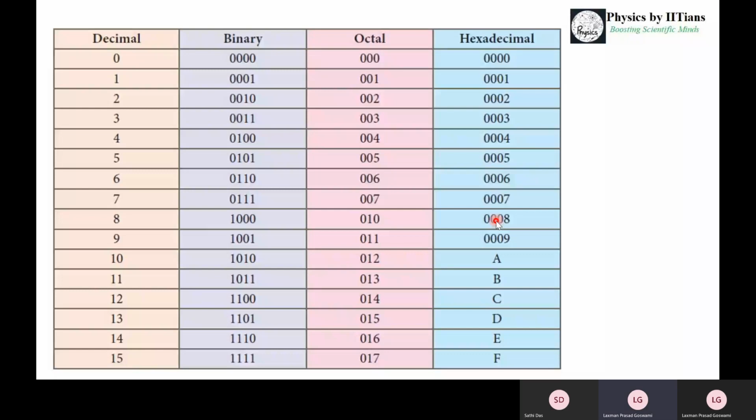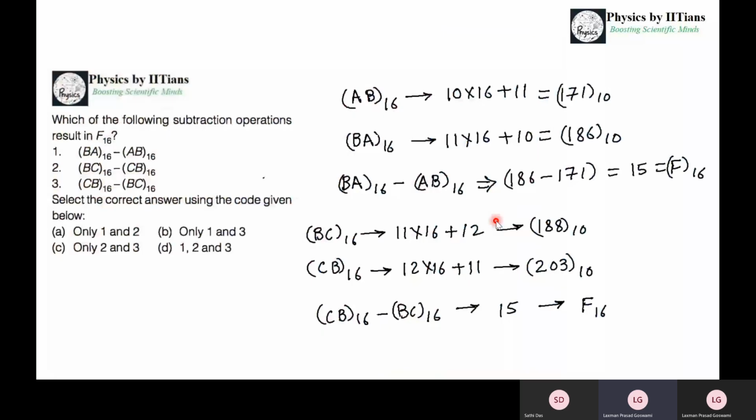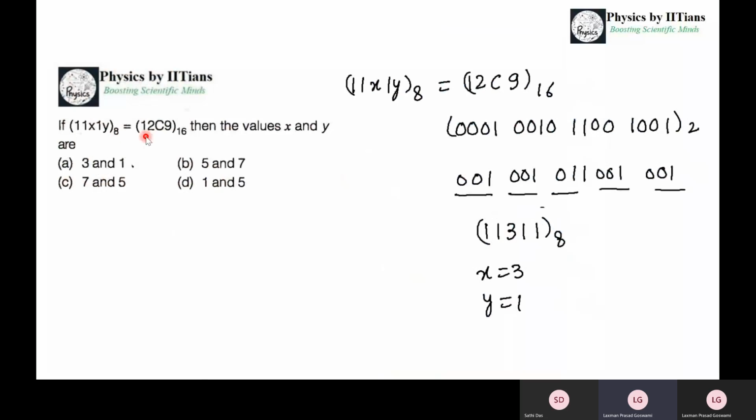The next question is, we have been given that 11x1y in the octal number system is equivalent to 12C9 in the hexadecimal number system. So we have to find what will be the value of x and y here. So what can we do? We can convert this hexadecimal to binary by replacing each digit by its 4-digit equivalent. So 1 will be 0001, 2 will be 0010, C will be 1100, 9 will be 1001.